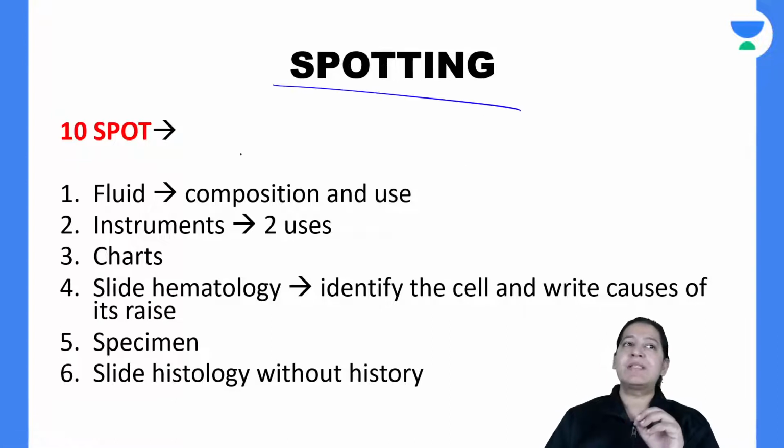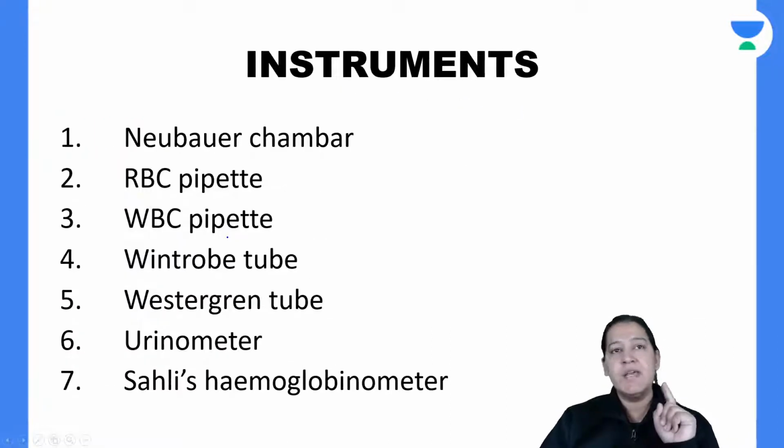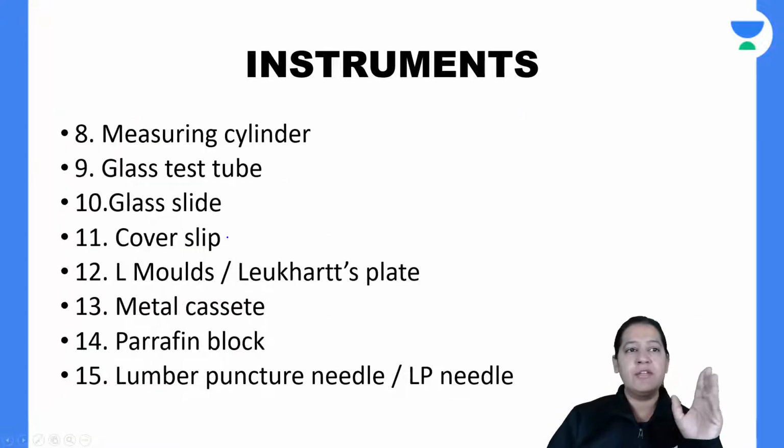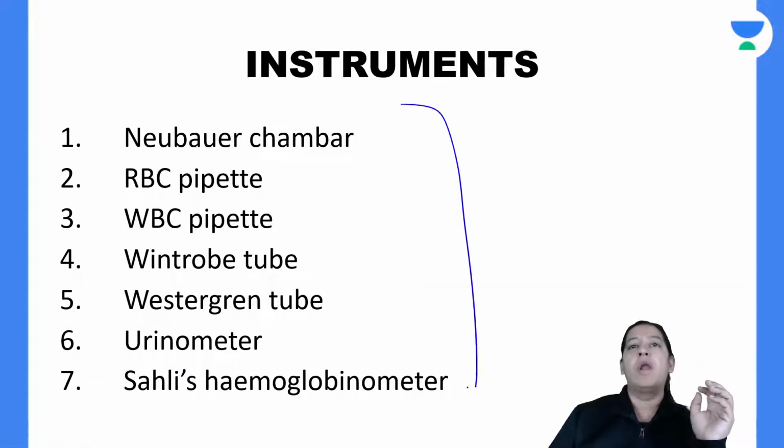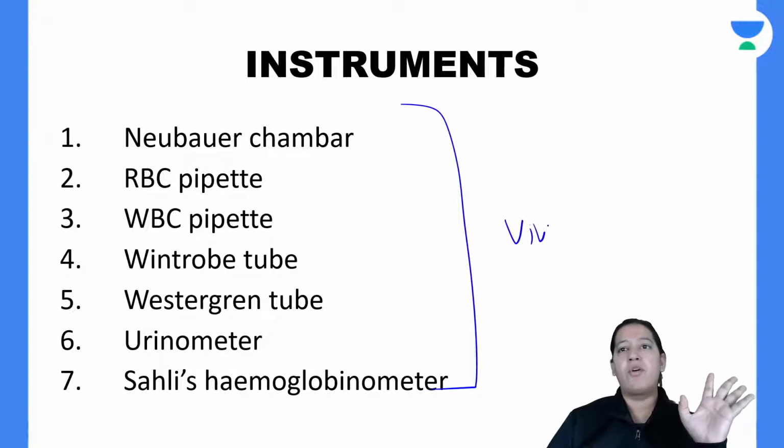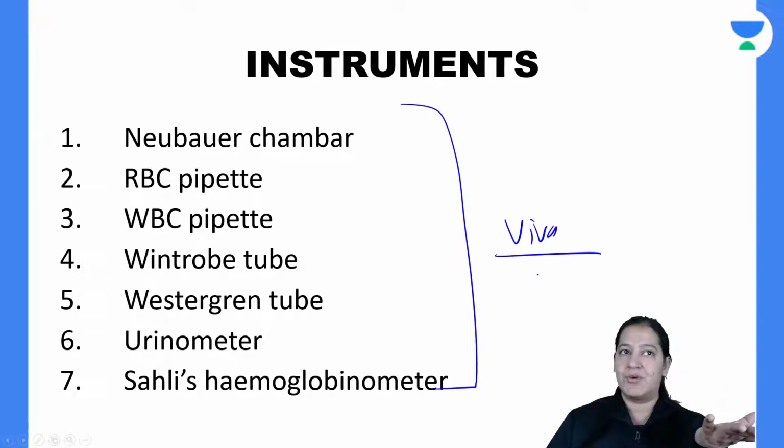In spotting, let me start with fluids and instruments. I have a total of 15 or 17 instruments with me. I will teach you all of them and the viva for all. It can come in your grand viva also, right? You have to identify and tell me the uses.